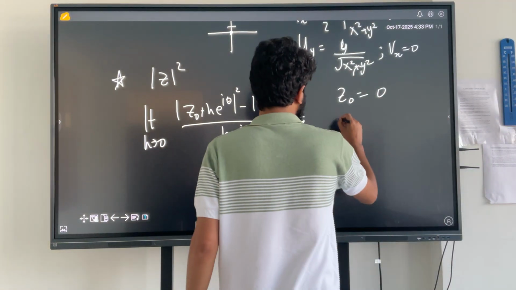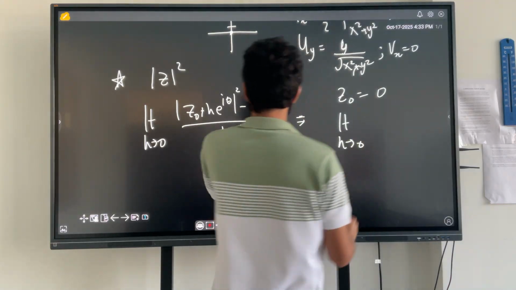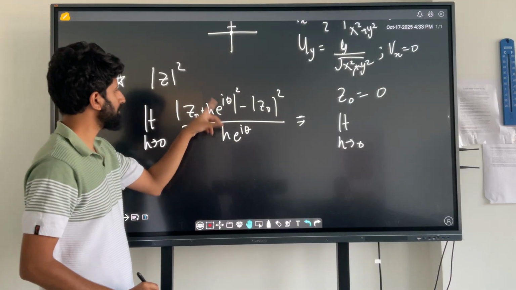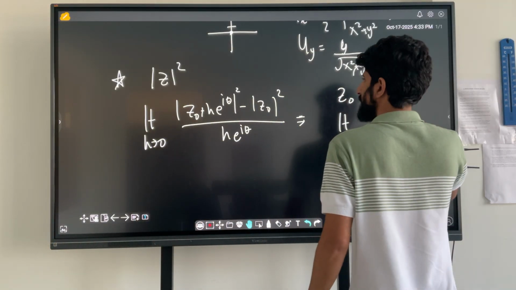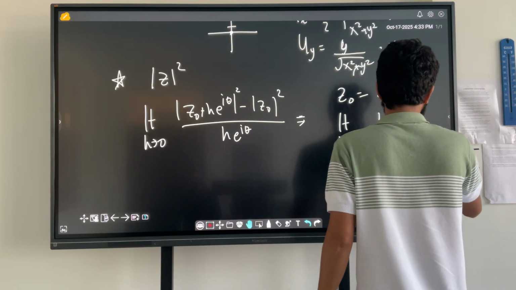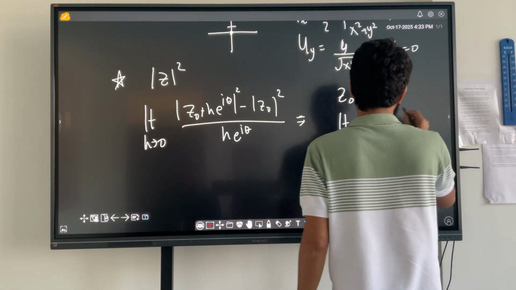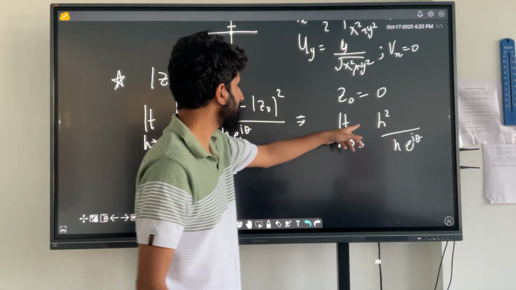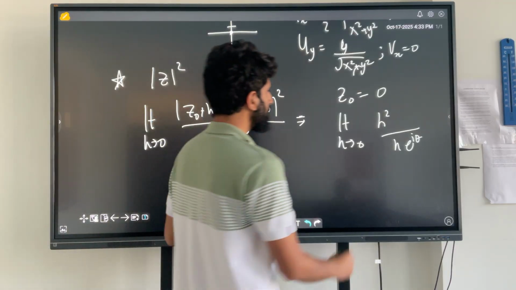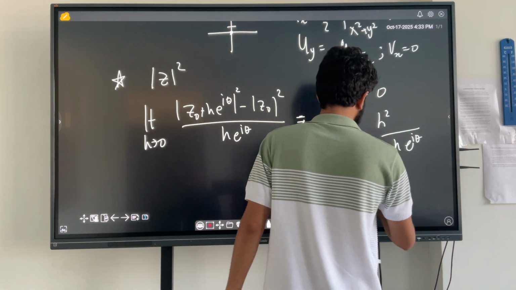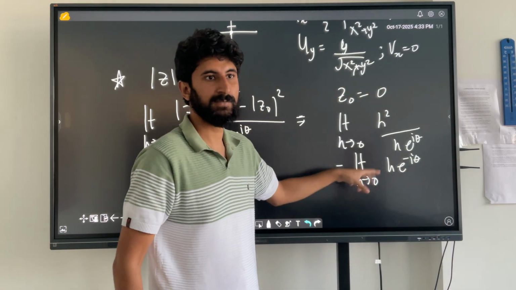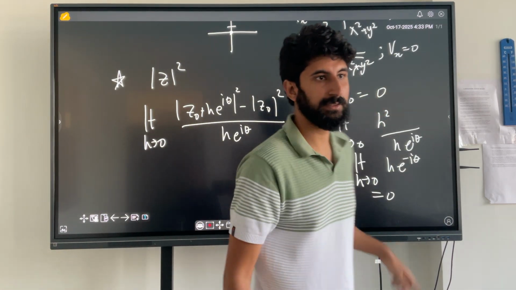What do I get? The limit as h goes to 0. The z naught term will go away, since z naught is 0. Then I get h square e power 2 i theta, with a mod, divided by h e power i theta. But there is a mod, so e power 2 i theta will go. h is positive, so mod doesn't do anything to it, and you are anyway squaring h. One of the h's will go, and the limit as h goes to 0 of h e power minus i theta is 0. Is it independent of theta?